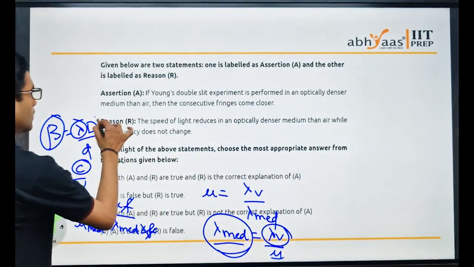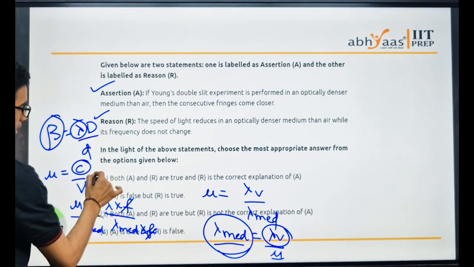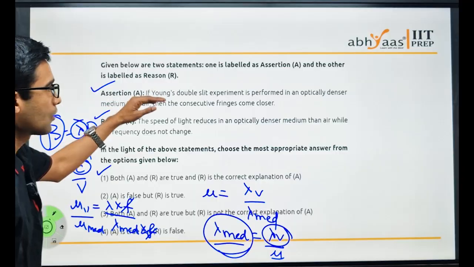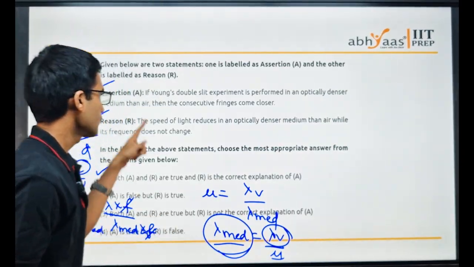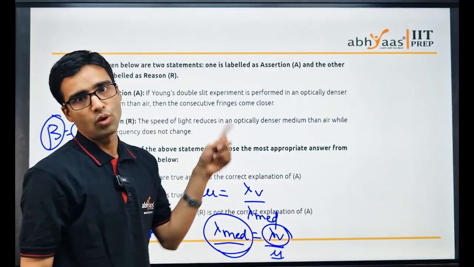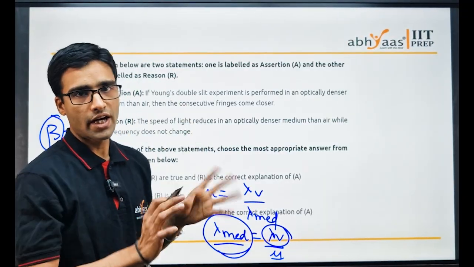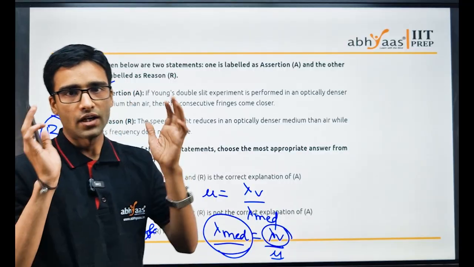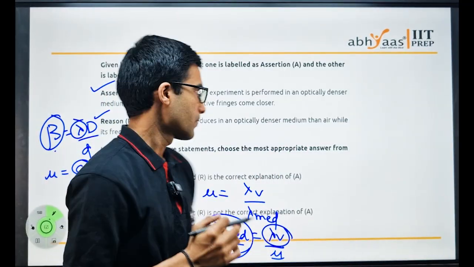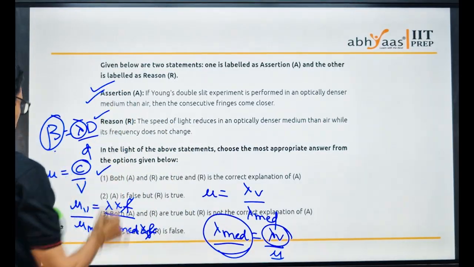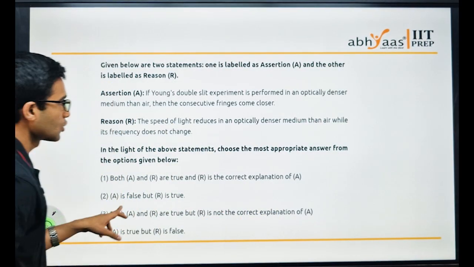This is also right. So both A and R are true, and R is the correct explanation, because here beta is proportional to lambda, and speed of light is proportional to lambda. Both are interrelated. So R is the correct explanation. It's a simple understanding-based bit. Fringes will become closer. Both A and R are true, and R is the correct explanation. Now going to the next question.